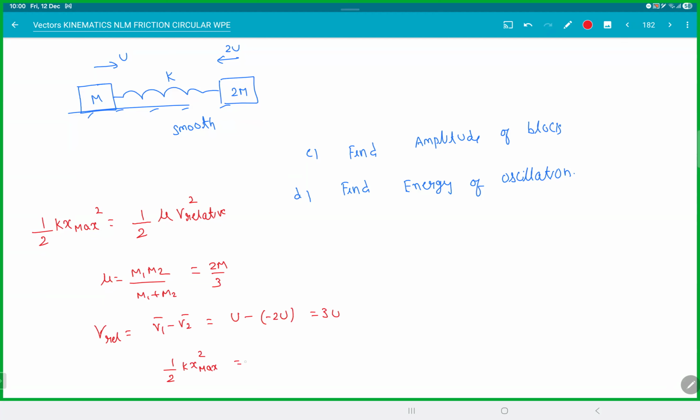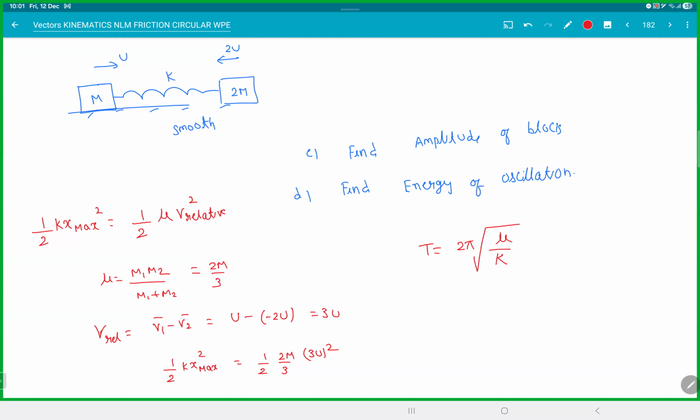We did this thing in center of mass, you can check it out. This is half 2m by 3, that mu is the reduced mass, and 3u whole square. You'll get the answer. What is time period? 2 pi root over m by k. In place of m you have to put mu. You'll get the time period. Remember? That's it. Use reduced mass, you'll get the answer there.